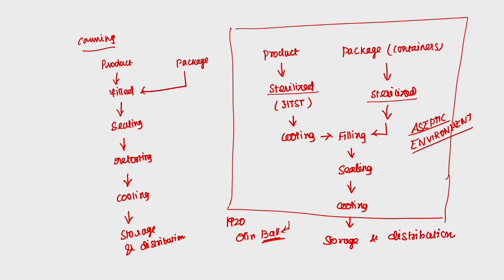The same Olin Ball came up with this idea: my product as well as my packaging can be sterilized separately, and it will be filled, sealed and cooled in the aseptic environment. Then it goes for storage and distribution. So this can be done at ambient condition itself, right. After he came up with the idea, the first application was in juices. In the juices, this concept of aseptic processing was applied first.